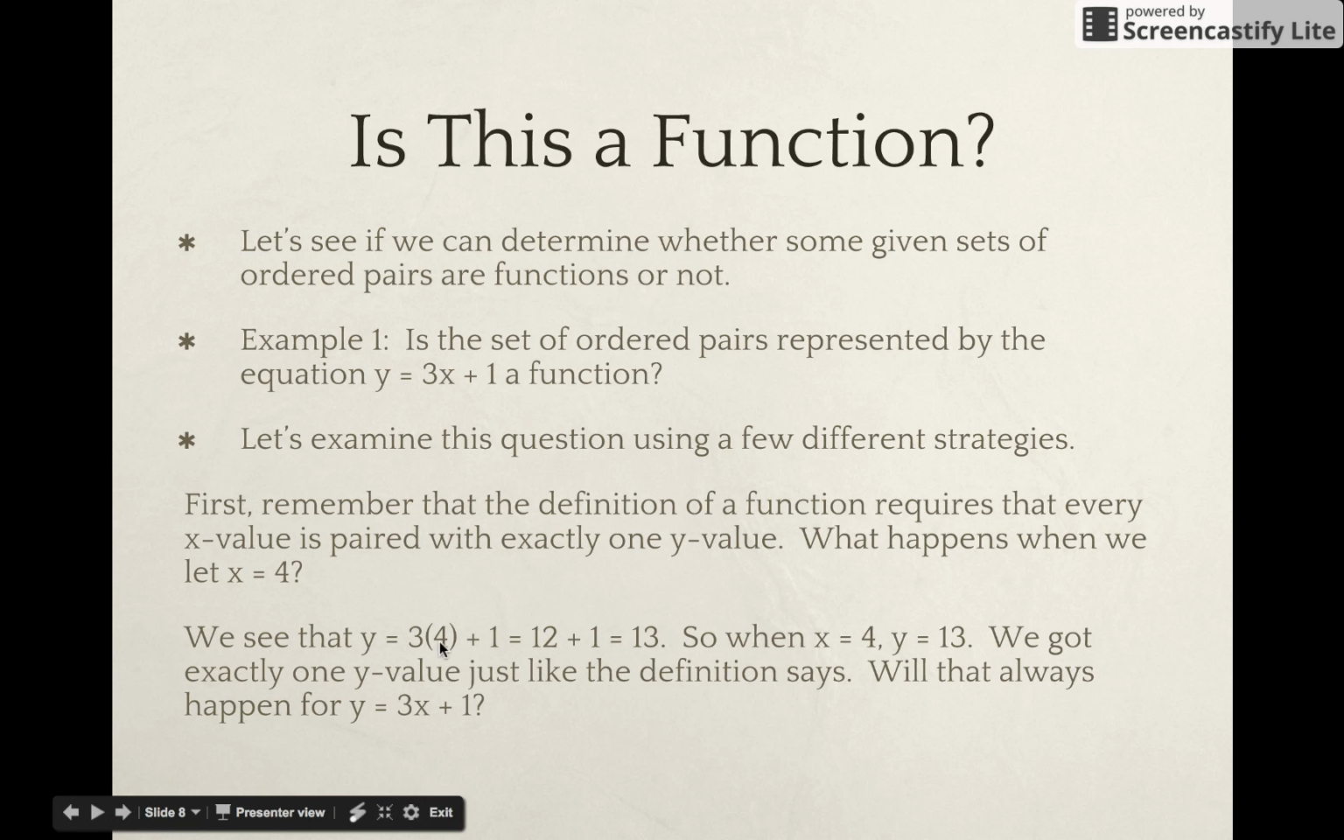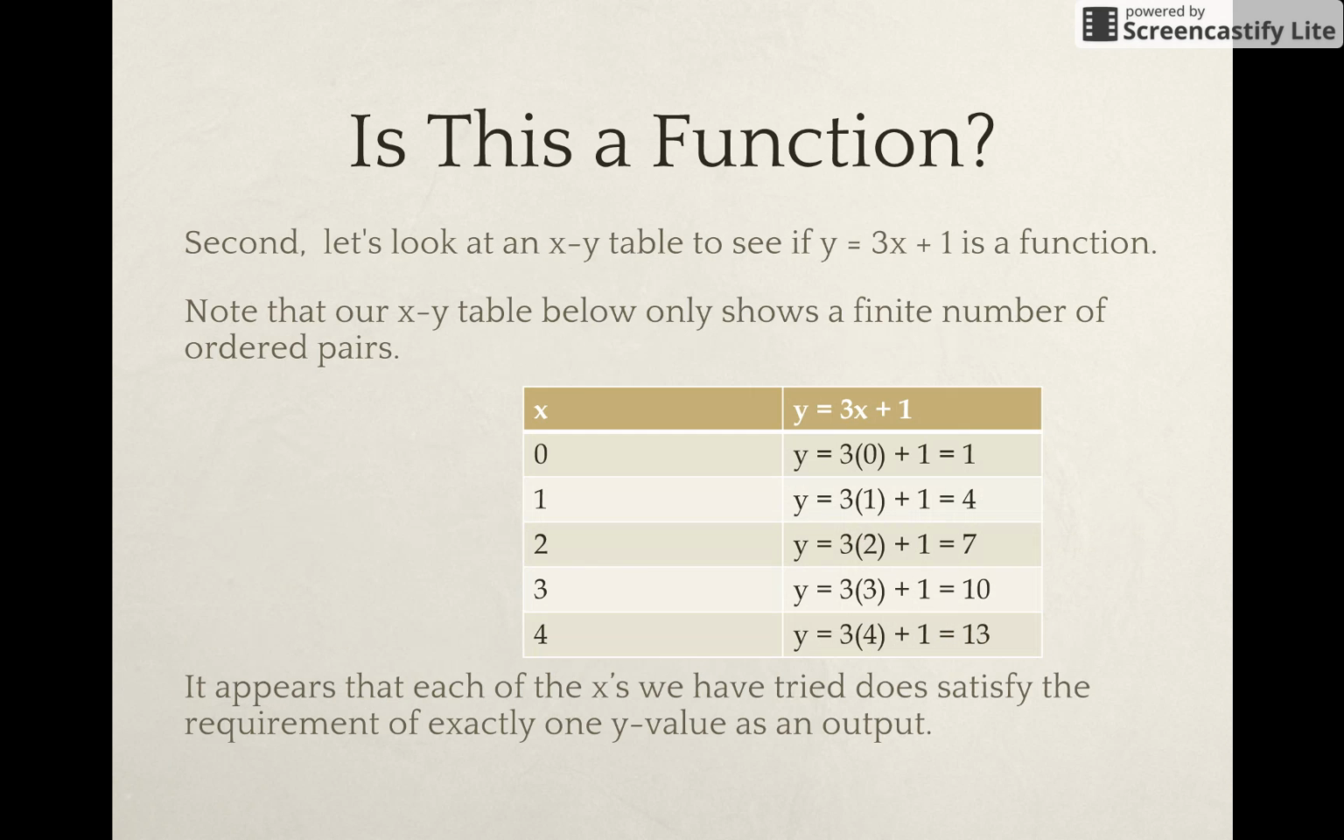When we do that, we get y is equal to 3 times 4 plus 1, which turns out to be 13. So when x is 4, we get a y value of 13, and that matches up to what we were hoping. One x value goes in, and it's paired up with exactly one y value. The question is, will that always happen for any possible value of x?